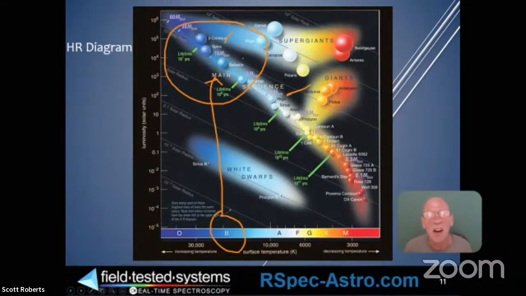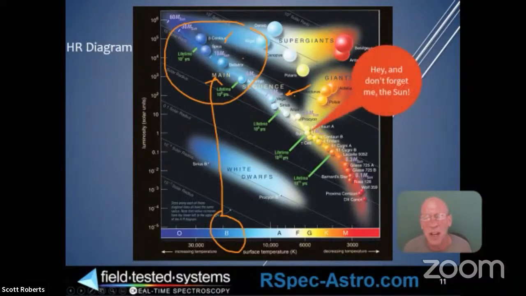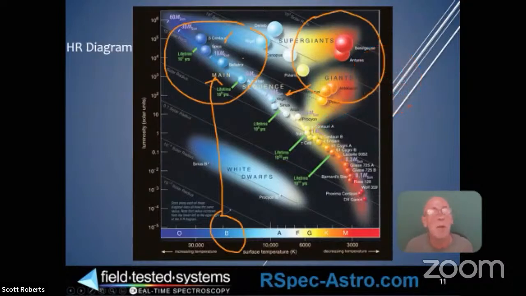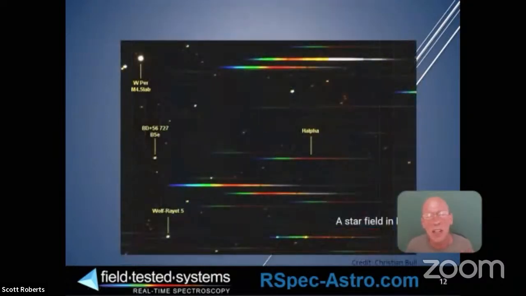If you're not familiar with this diagram, there's our beloved Vega, for example. All right, so now we've seen two different regions in the HR diagram using data that we captured ourselves. Let's look at this third spectrum down here.